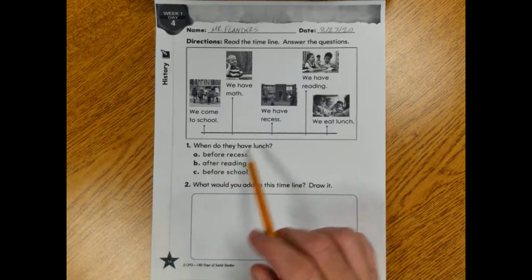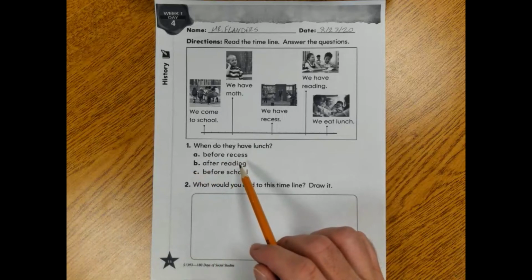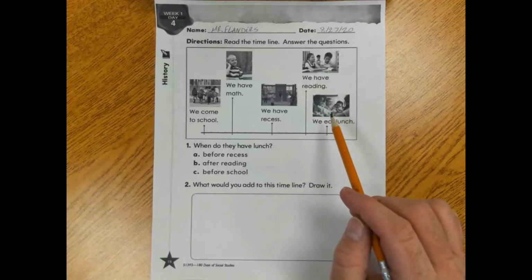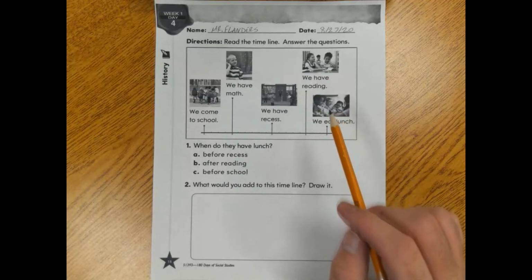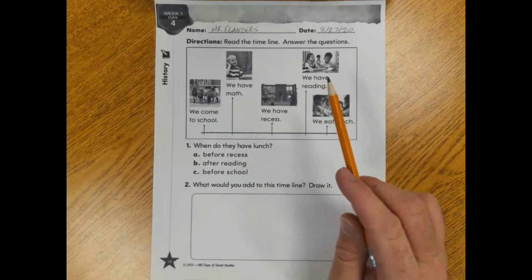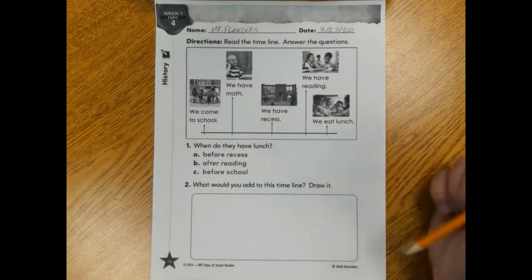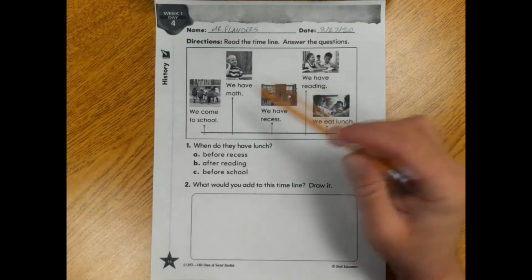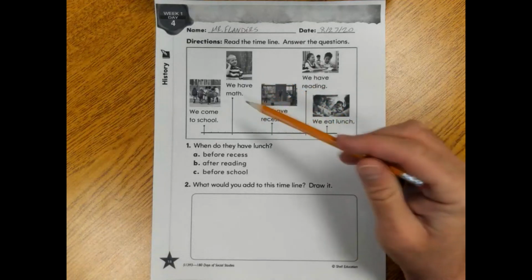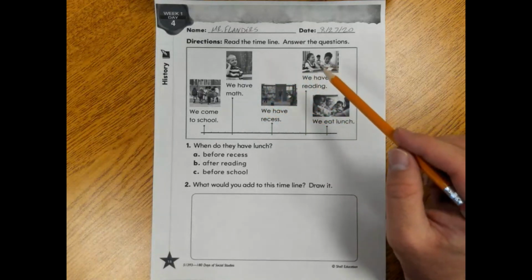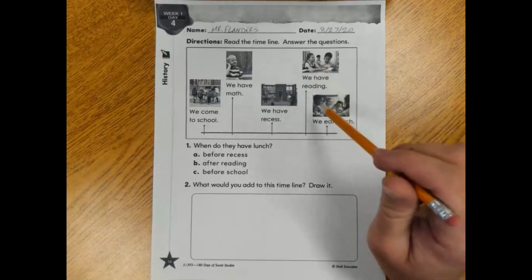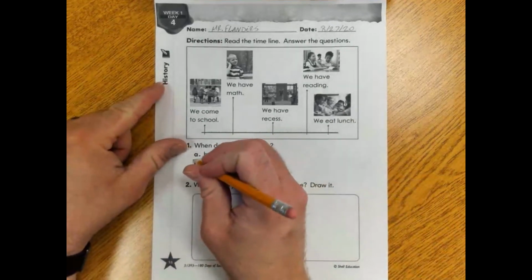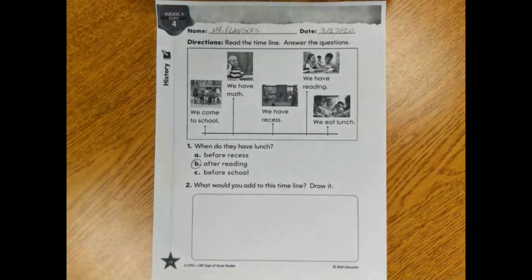Let's see. When do we have lunch? Do we have lunch after reading? Well, let's find reading. We've got reading here, and then we've got lunch. So does lunch happen after reading? It does. Because if lunch happened on this side of the timeline, that means it happened before reading. We'd have to have lunch before we can go to reading. But no, we have reading first and then we go to lunch. So that is the answer. We have lunch after reading.